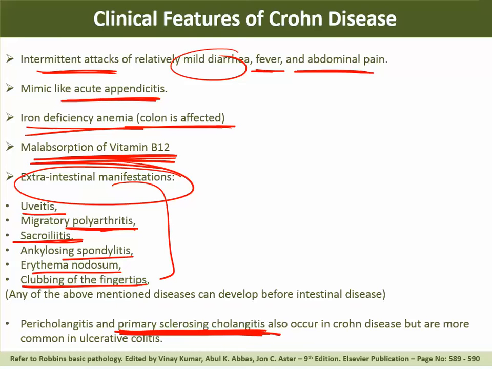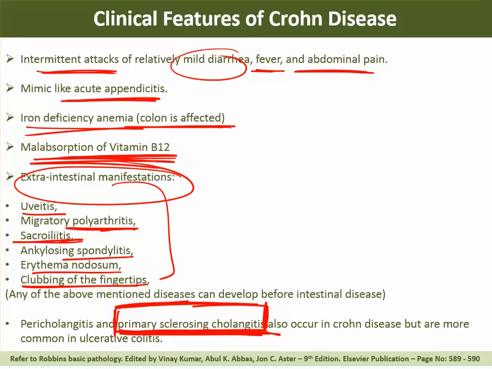Even though it can be seen in Crohn's disease, it is very commonly seen in ulcerative colitis. It is nothing but inflammation of the bile duct, and the bile duct will go for fibrosis. It is called primary sclerosing cholangitis.